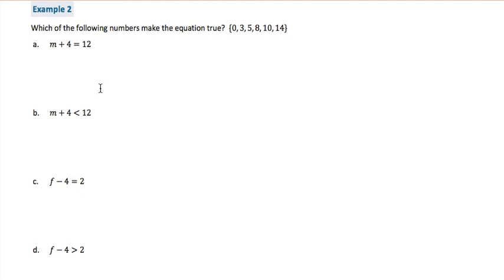So then in example 2, he asks us to check and see which of the numbers make each equation true. So what we'll do is substitute each of the values for the variables in the question and then state which ones will make it true. If m is 0, 0 plus 4 is not equal to 12. 3 plus 4 is not. 5 plus 4 is not. 8 plus 4 is. So m can equal 8. 10 plus 4 is not, and 14 plus 4 is not.